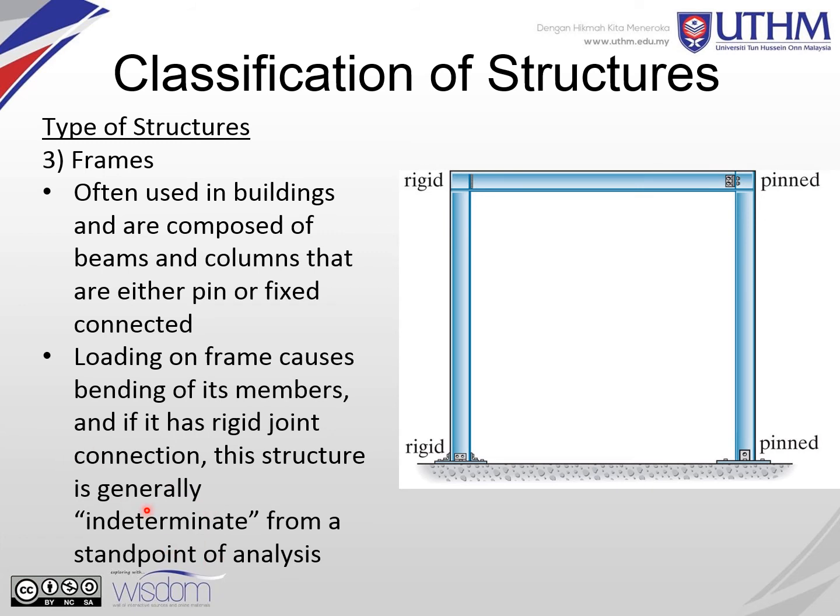So it is indeterminate, we cannot calculate it with the regular determinate type of calculations. So it has its own way to determine the loads and so on. You can see that this is an example for the rigid type, which is normally welded, and this is the pin structure. This is the pin structure and this is the rigid.